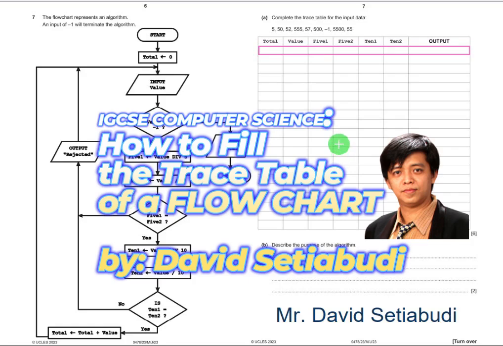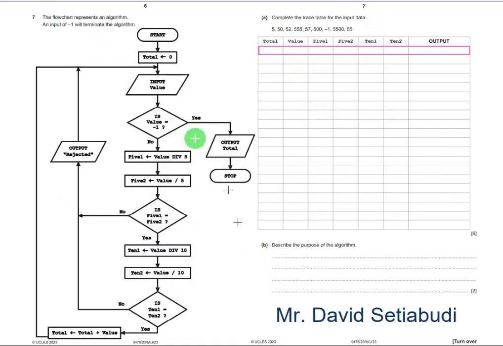Hi guys, I'm David Setiabudi, your computer science teacher, and today we are going to learn to answer this past paper, which is about filling the trace table for a flowchart. We need to know the tricks, okay? So, look at the flowchart first and try to understand what it means.